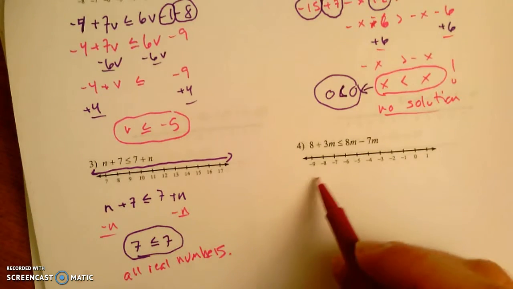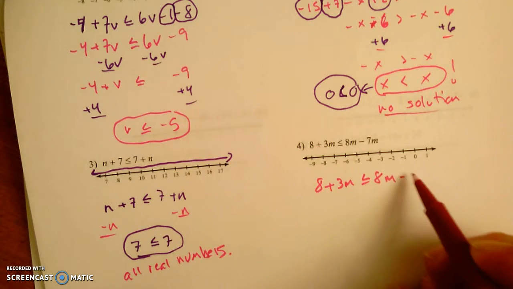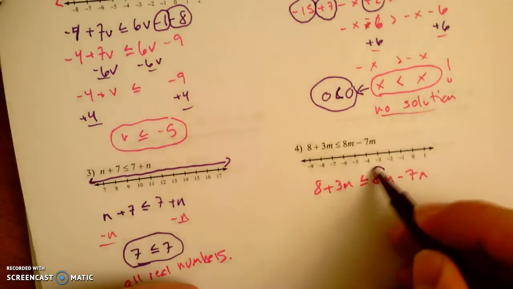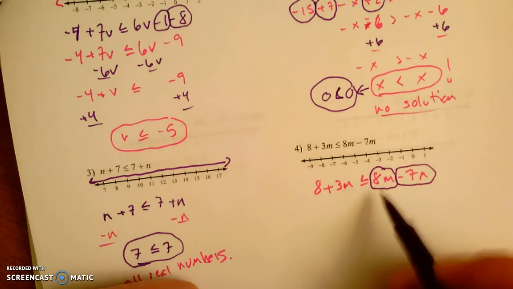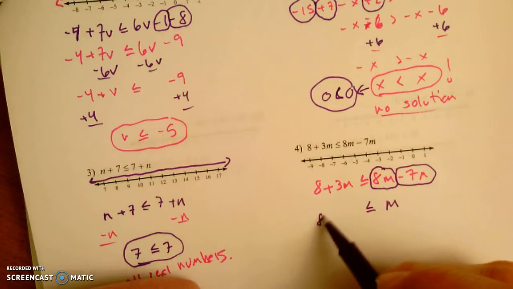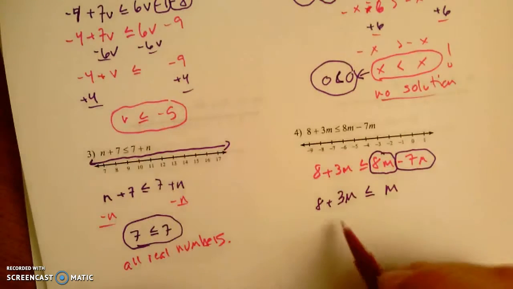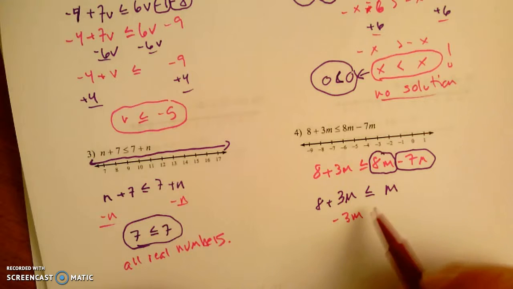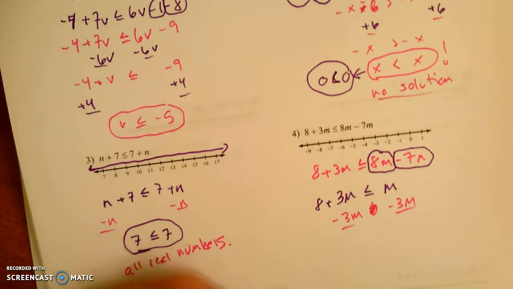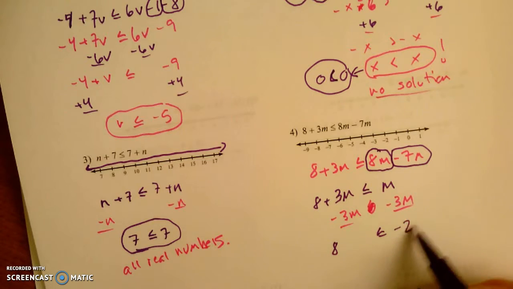Okay, let's do one more. We've got 8 plus 3m less than or equal to 8m minus 7m. Well, over here, looks like we can do a little combining of like terms. 8m minus 7m, well, that's just 1m. Over here, I've got 8 plus 3m. So let's subtract 3m from both sides, and that's going to give us 8 less than or equal to negative 2m.